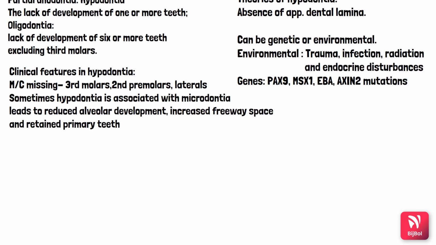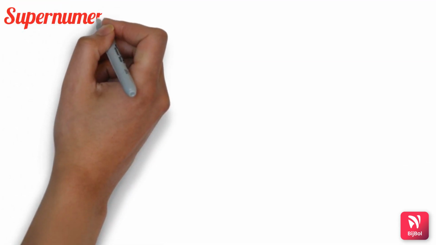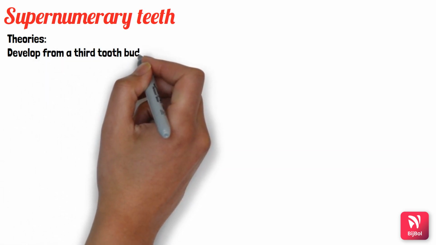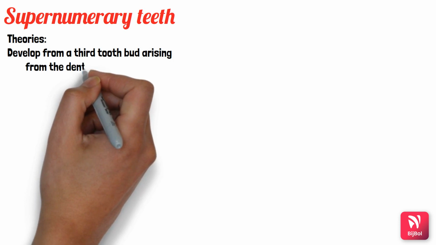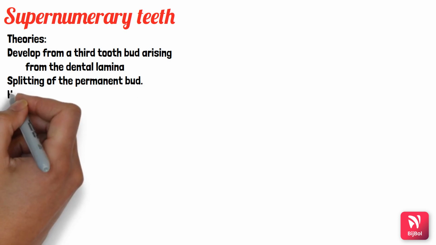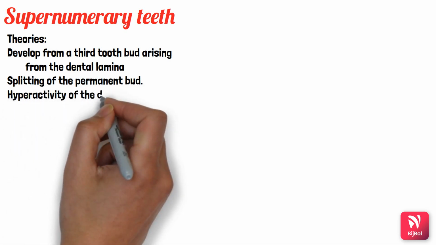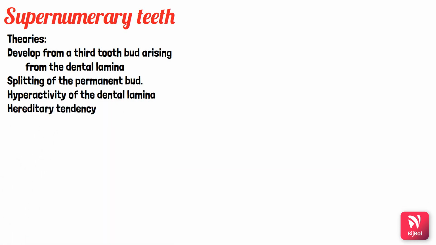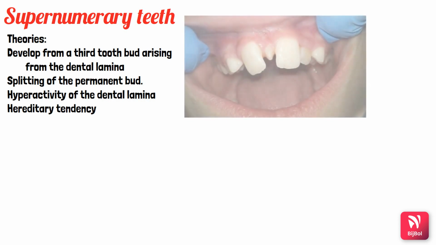So next, moving on to the category supernumerary teeth, which means the presence of an additional tooth to the normal set of dentition. So what are the theories behind the occurrence of supernumerary teeth? It may be because of the development of a third tooth bud arising from the dental lamina of a permanent tooth bud, or because of a splitting of the permanent bud itself, or because of hyperactivity of the dental lamina, or maybe because of hereditary tendency.